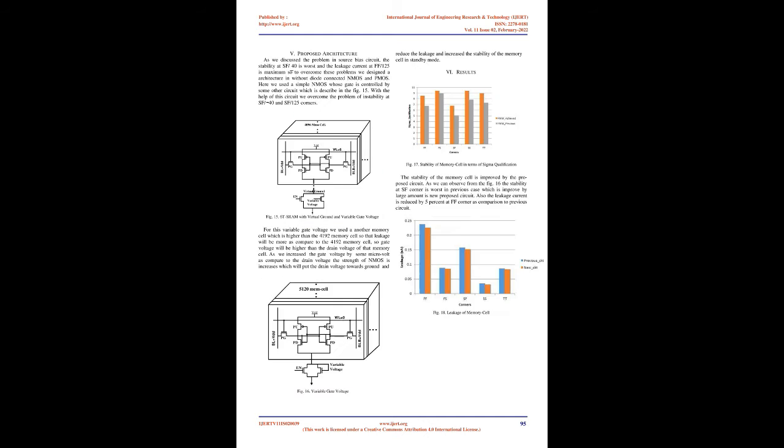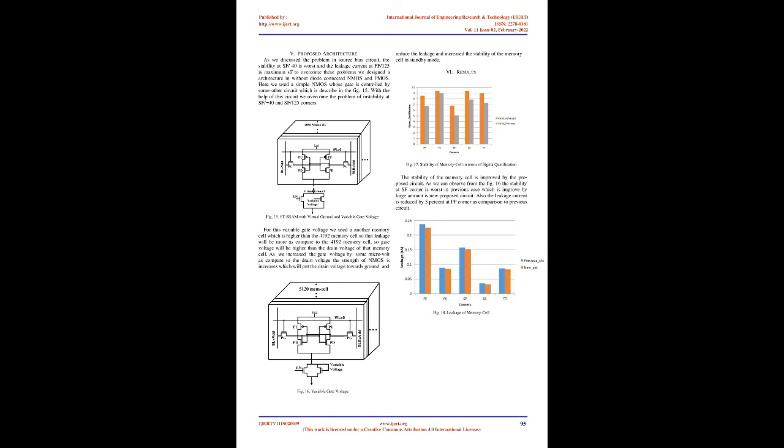4096 memory cell. Reduce the leakage and increase the stability of the memory cell in standby mode. Results. Fig 17. Stability of memory cell in terms of sigma qualification. The stability of the memory cell is improved by the proposed circuit. As we can observe from Figure 16, the stability at the SF corner was worst in the previous case, which is improved by a large amount in the newly proposed circuit. Also the leakage current is reduced by 5% at the FF corner as compared to the previous circuit.